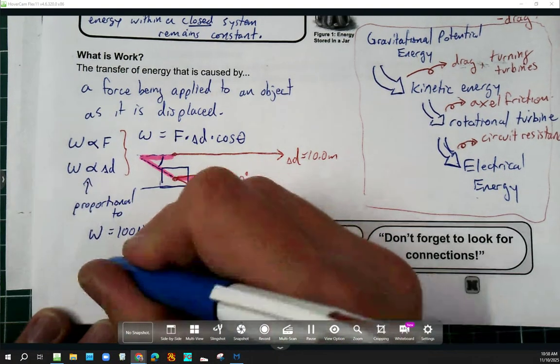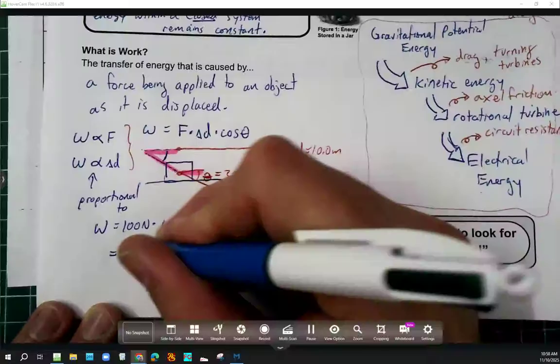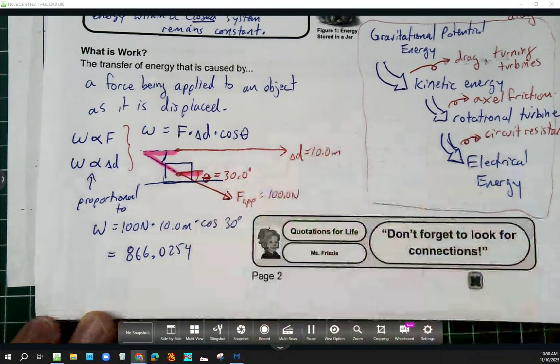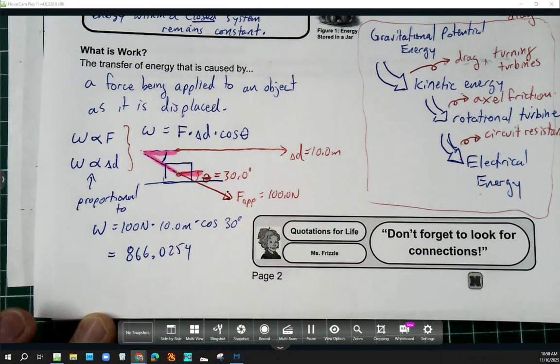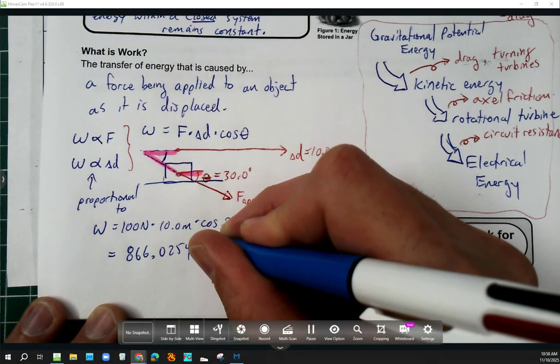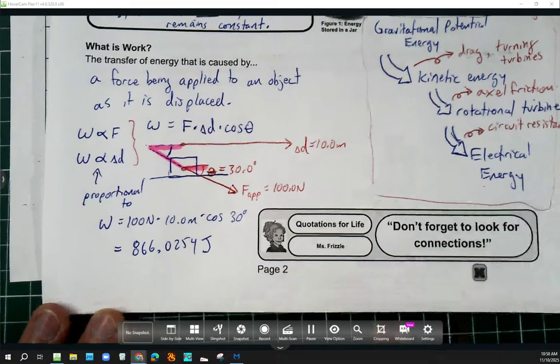And if I hash this all out, I get 866. Is that what you guys get? All right. Head nods around the room. So 866.0254. But then we get to the units. And I'm just going to tell you, work is a way to deliver energy to something. So these are joules of energy. Joules is the units for work.